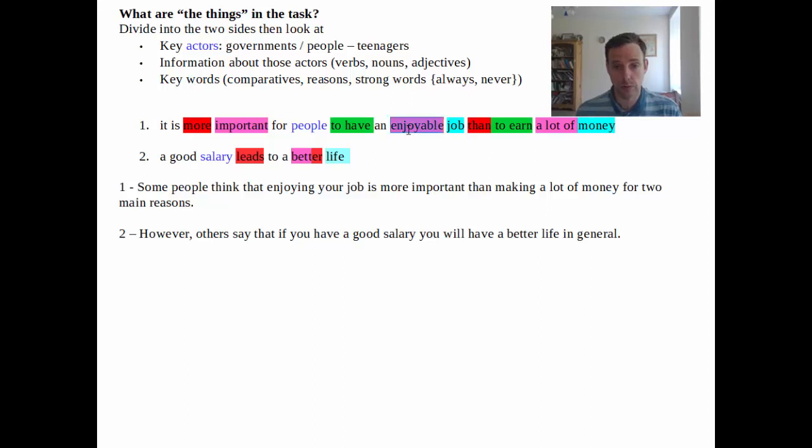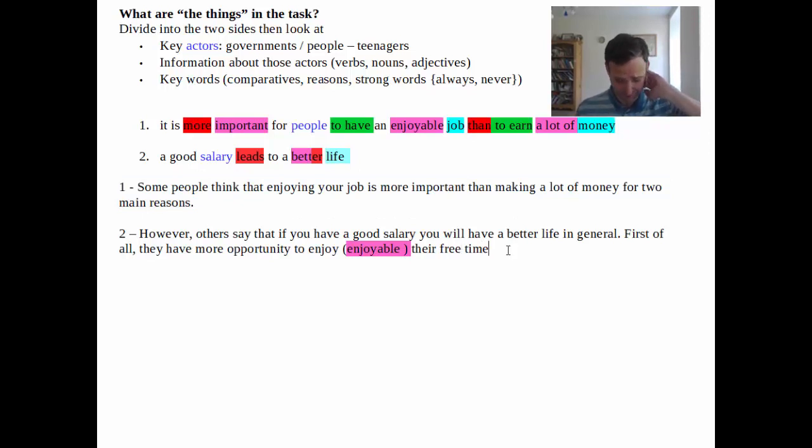I mean, you've got enjoyable. So you could say, first of all, they have, and again, you've got comparatives. They have more opportunity to enjoy their free time. So there I'm relating that back to enjoying their free time. Yeah. And if you have money, you can plus enjoyable examples.